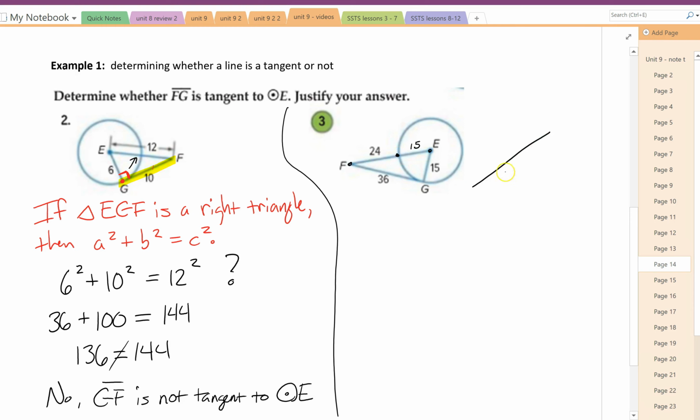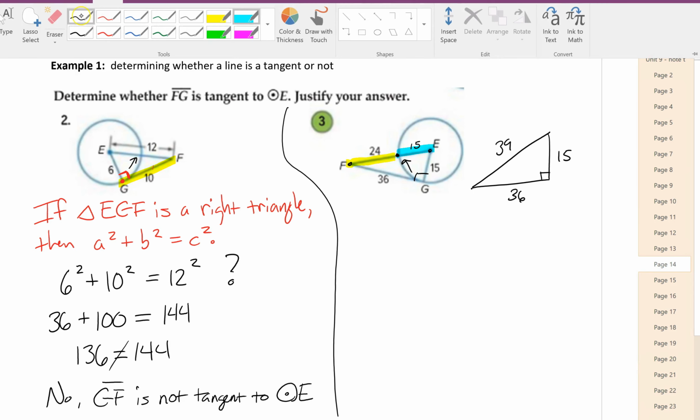So if I want to redraw the triangle, I know that this side is 15, I know this side on the bottom is 36. The hypotenuse, right, because here would be my right angle, so this side over here is 24 plus 15, so this would be 39 units long. All I did to get that 39 was I said, well, this part's 24, this part's 15. If I add those two together, it's going to give me the length of this whole line, and 24 plus 15 is 39.